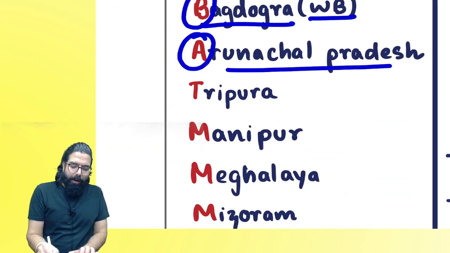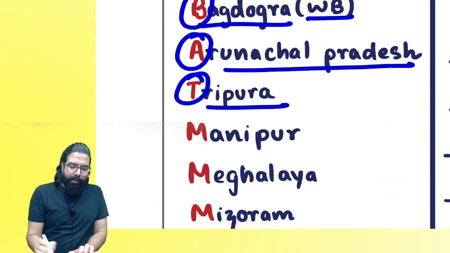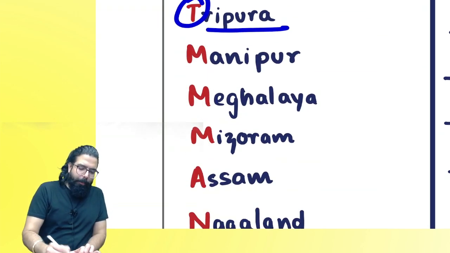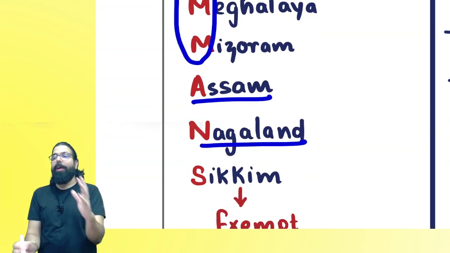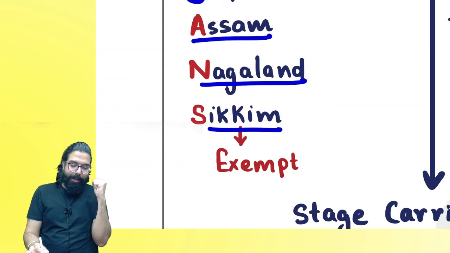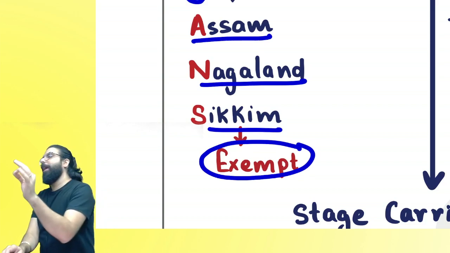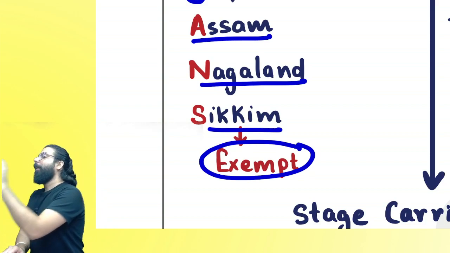A for Arunachal Pradesh. T for Tripura. M for Manipur, Meghalaya, Mizoram. A for Assam. N for Nagaland and Sikkim. Then it shall be exempt on the air ticket. They will not go ahead and charge you any GST.